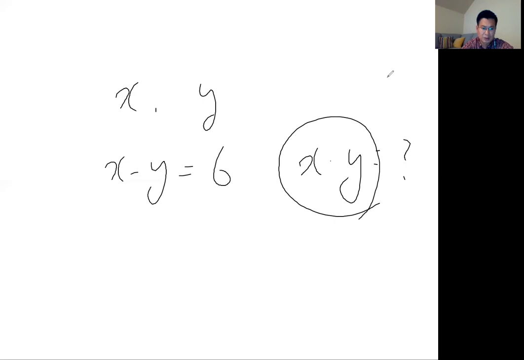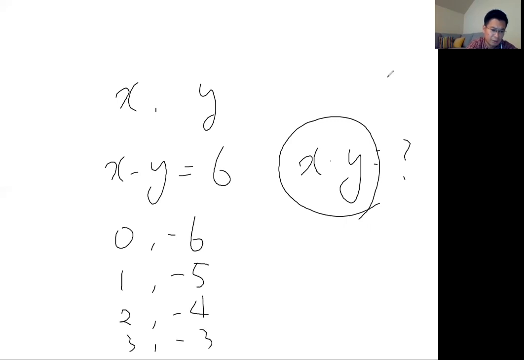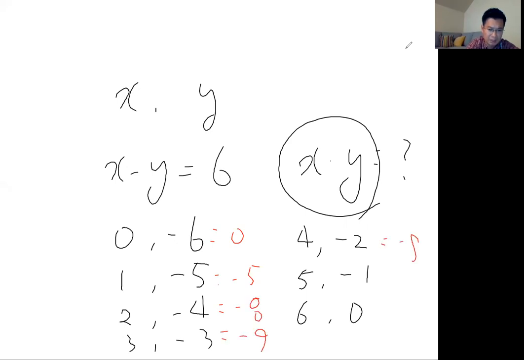The easiest way to approach this question is to plug numbers in. Let's say x is 0, then y has to be minus 6. X is 1, the other one has to be minus 5. And 2, minus 4; 3, minus 3; 4, minus 2; 5, minus 1; 6, 0. If you multiply them with each other, this one is 0, this one is minus 5, this is minus 8, minus 9, minus 8, minus 5, 0. You can see the pattern, it is going down and up. So the answer is minus 9.